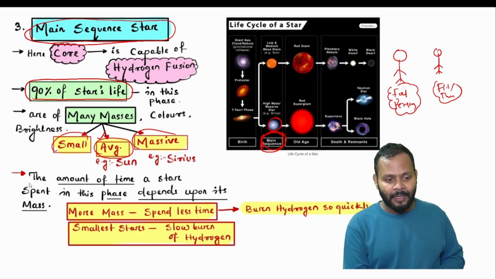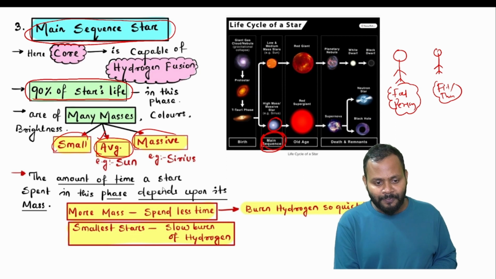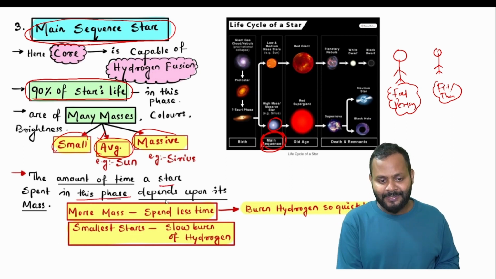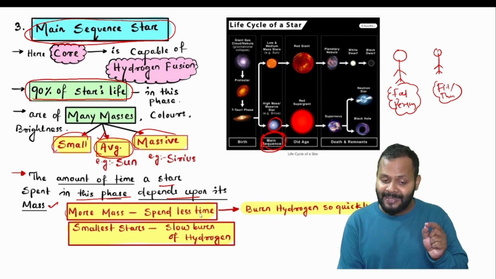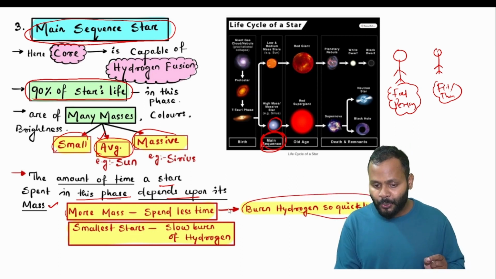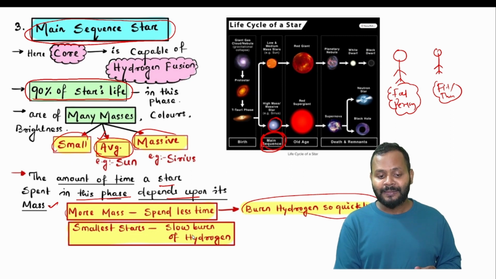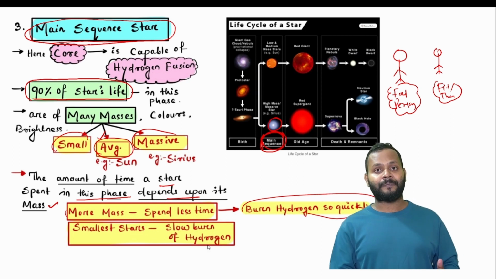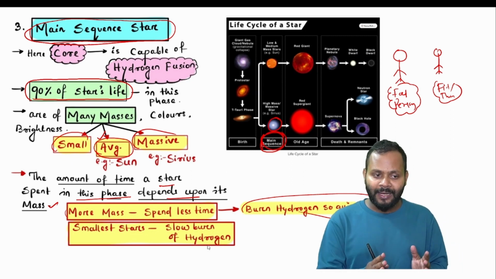Do you get that? The amount of time a star spends in this phase depends upon the mass. The more the mass, the less time it spends, as it burns hydrogen so quickly. A smaller star burns hydrogen slowly, right? Now we'll understand.